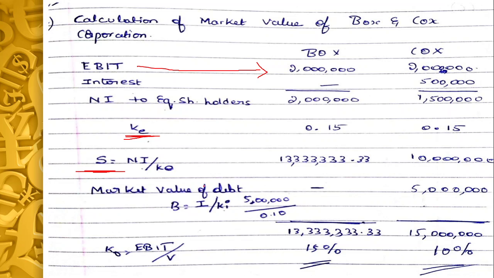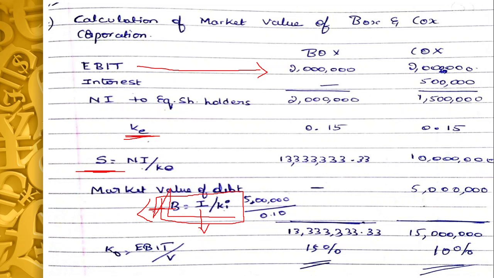Okay, and market value of the debt. Now, here this formula has been given in your notation. Please go back and find it. When they have given the interest amount and the cost of debt, this capital I represents total interest amount and KI represents total cost of debt. When we have these two pieces of information, we can find out the market value of debt.